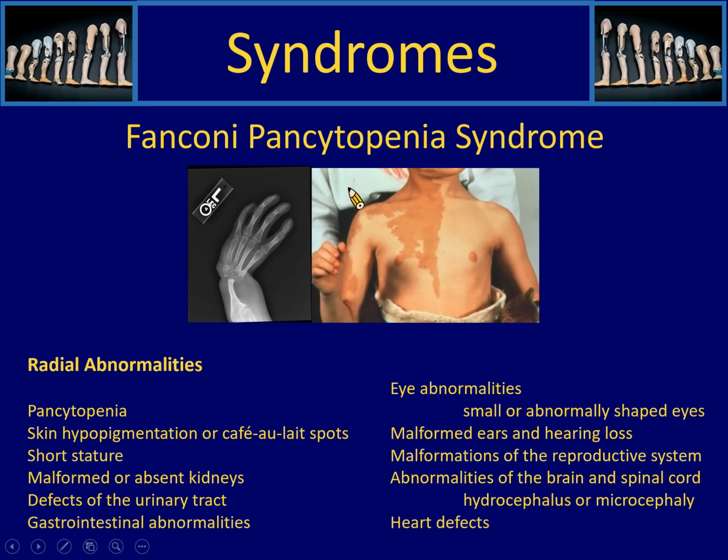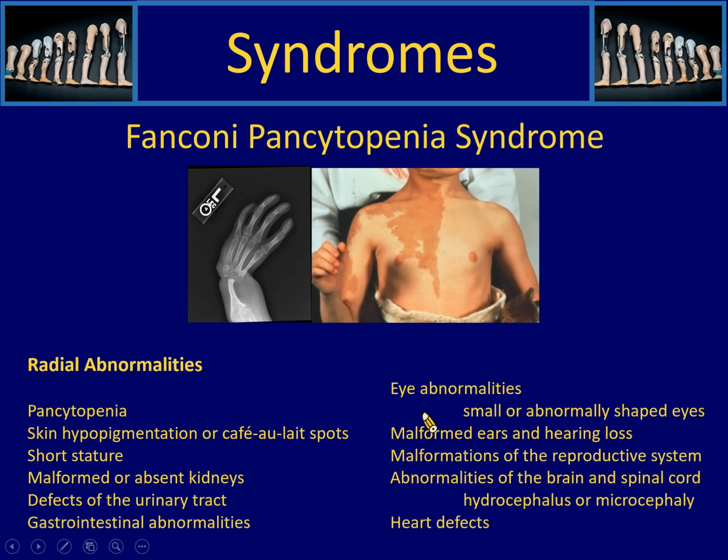The second one is the Fanconi pancytopenia syndrome, which is demonstrated by radial abnormalities, like loss of the radial bone. Among them, we can also notice pancytopenia during a blood test.